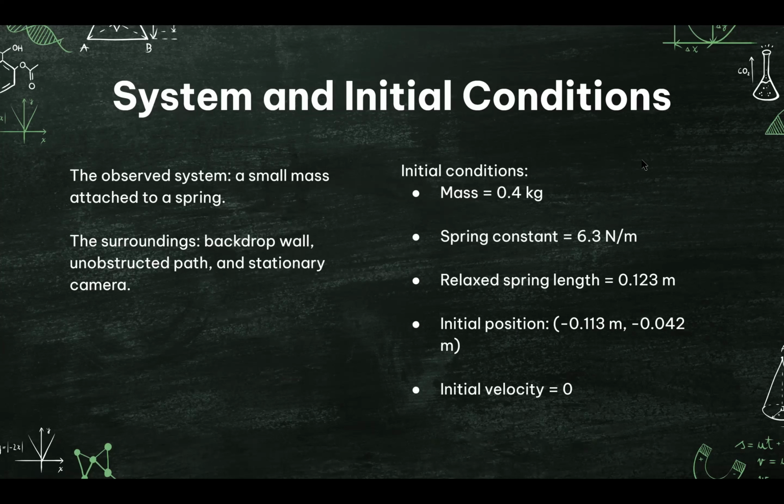So for the system and initial conditions, the observed system was a small mass and its spring, and the surroundings were the backdrop wall, an unobstructed path, and a stationary camera. The initial conditions were: the mass was 0.4 kilograms, the spring constant 6.3 newtons per meter, and the relaxed spring length was 0.123 meters. Initial position was negative 0.113 meters, negative 0.042 meters.